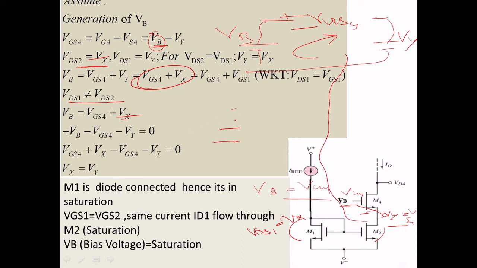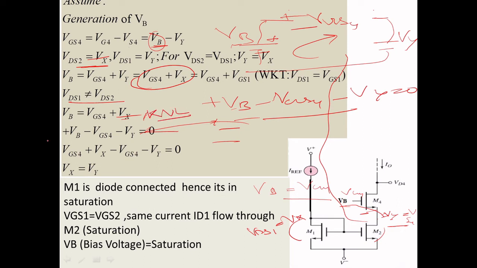So when you apply the KVL, what will you get? VB, entering at a plus, leaving at a minus, so minus VGS4 minus Vy equals 0. This is the equation I have written here. So the KVL equation is Vb minus Vgs4 minus Vy equals 0.